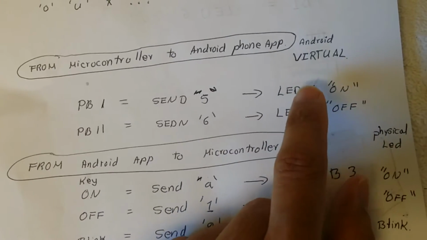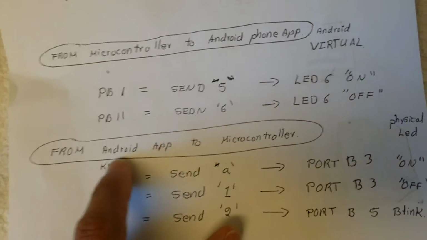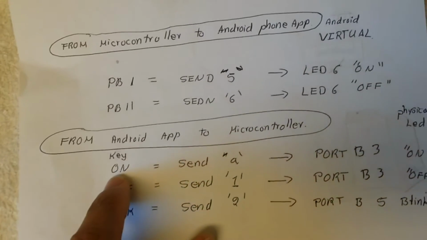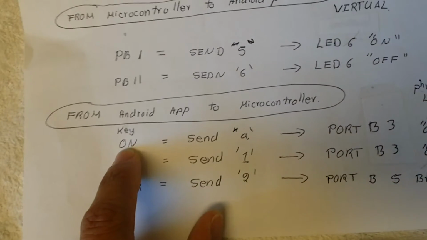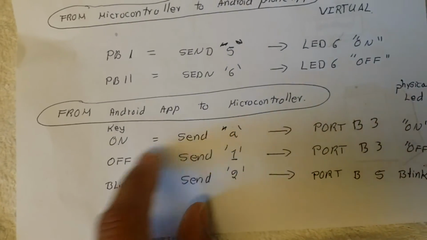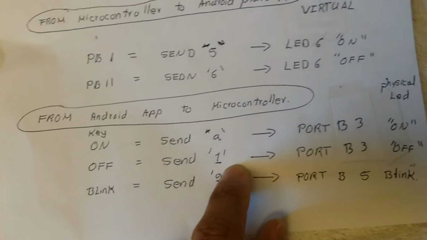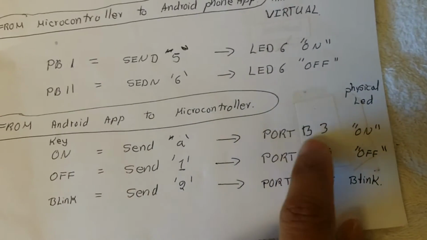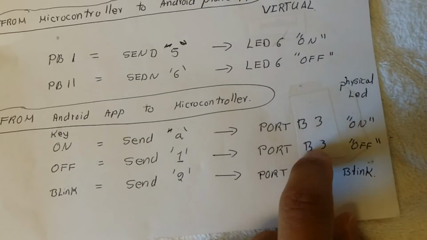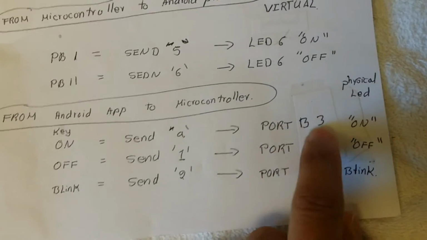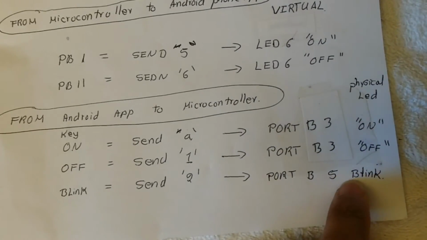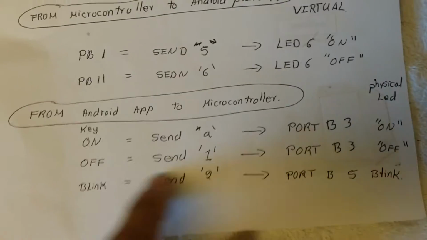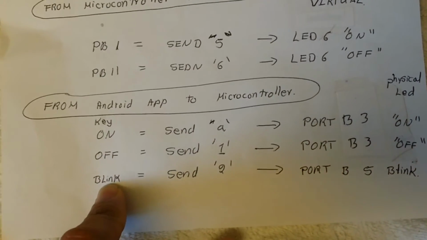to the Android. Now, from the Android app, at the same time, we're going to have keys called on and off. Whenever we press on, we're going to send a value A. Whenever we press off, we're going to send a value 1. And with that, we're going to turn on and off port B3, which is going to be some lights. Also, we're going to be blinking LED B5 whenever we press the blink button.